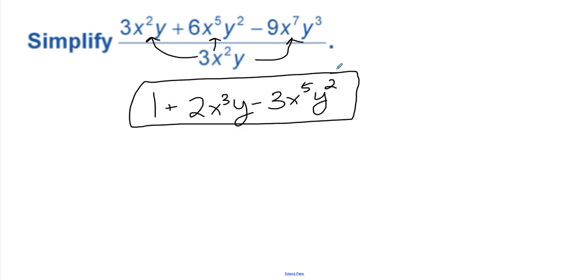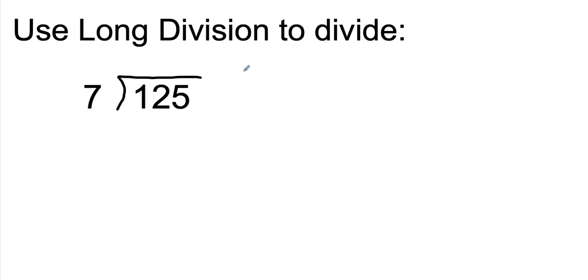So division with a monomial, not too bad. You can do some mental math here, divide that out of each. Just simplify things down.